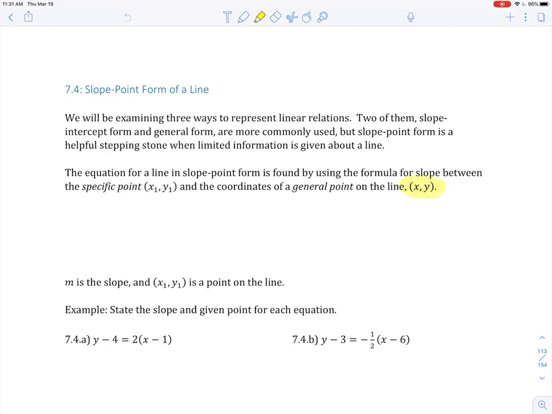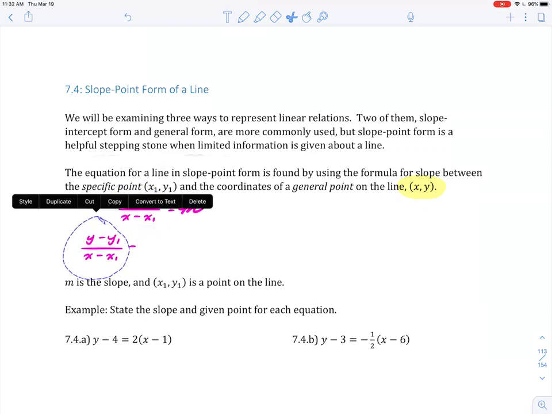It's based on this slope formula, except instead of using x1, y1, and x2, y2, that second point could be any general point. That's what we're saying, that any general point is related to this first point based on the slope. So here we go. Normally we'd say y2 minus y1, and on the bottom we'd say x2 minus x1, but that's not x2 and y2 anymore. It's just x and y. And for slope point form, we get rid of that denominator.